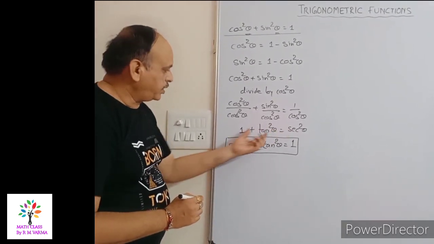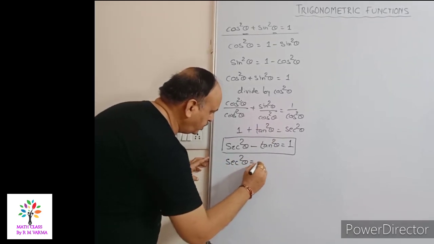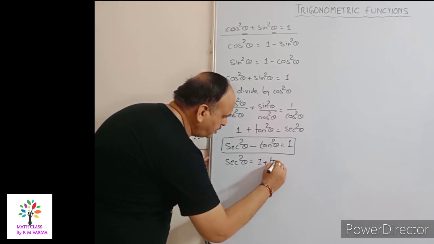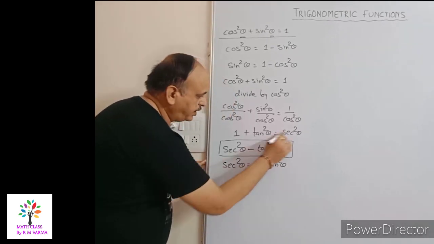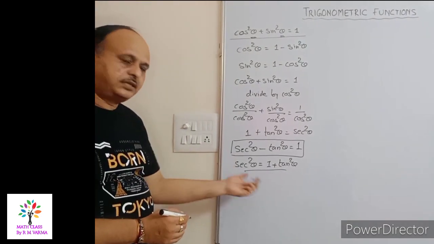Now here I have written sec square equals that. I recopy it: sec square theta equals 1 plus tan square theta, or if I take tan on the other side, I will get this identity. Now tan square theta.